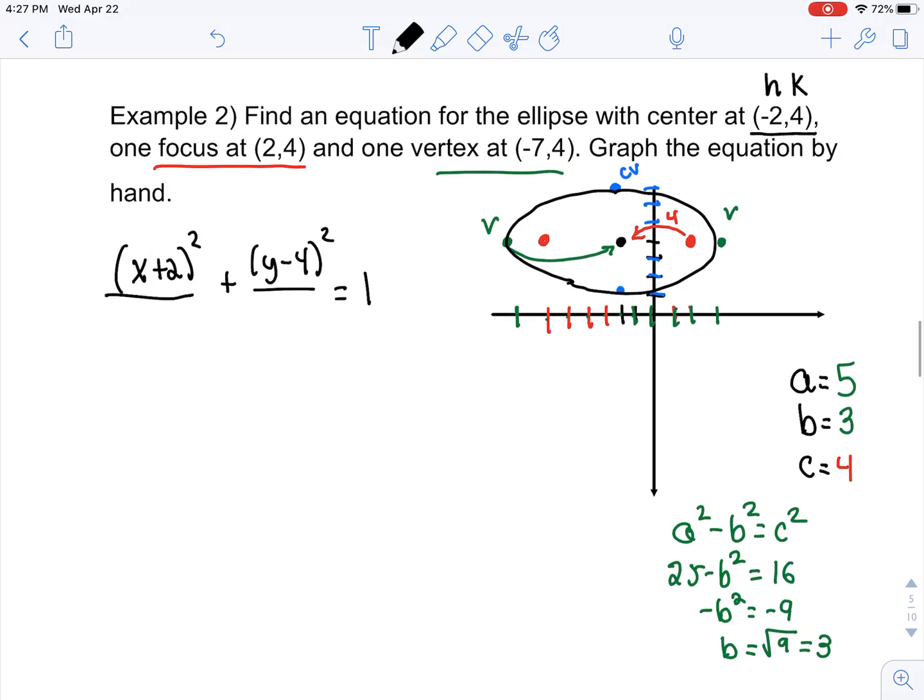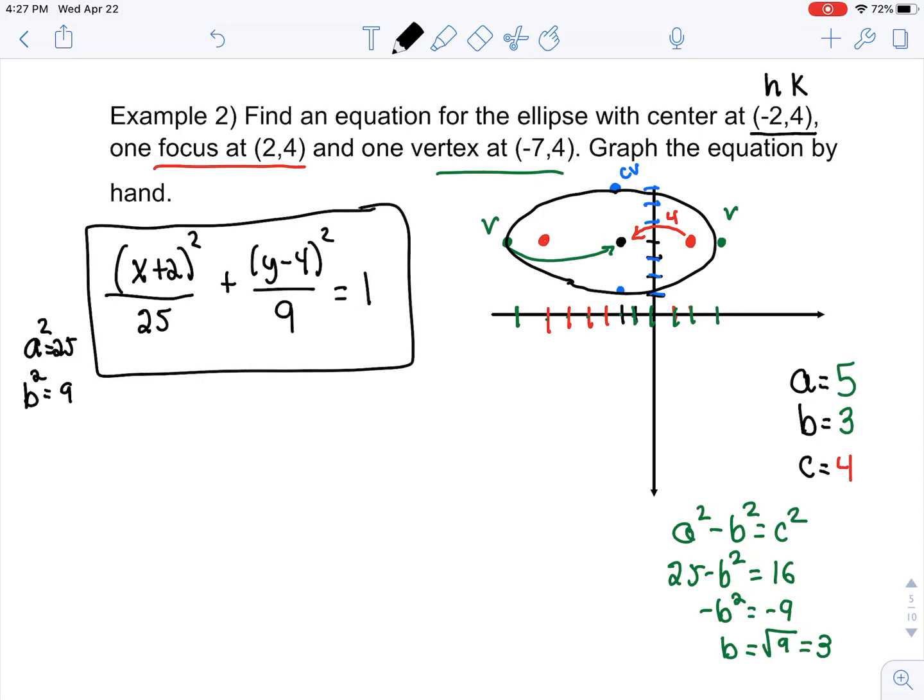As for the equation, I have to decide where my A squared and B squared go. I know my A squared is 25. I know my B squared is 9 based on my earlier work. And since the graph is opening horizontally, we know that the larger number should be below the x value, which means I'm going to put the A squared under the x and the B squared under the y. And here is my final equation.